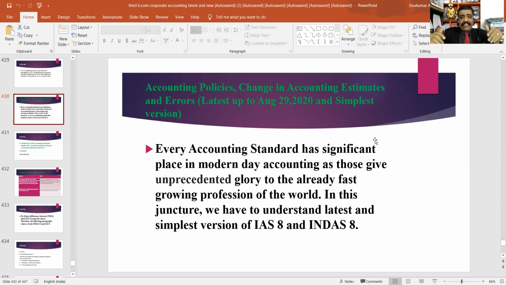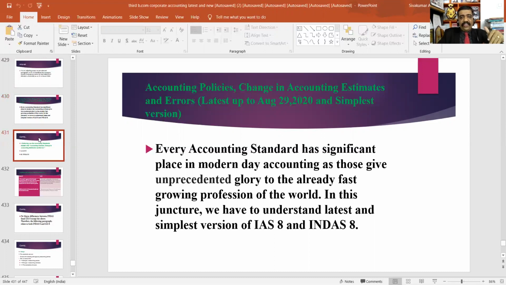Every accounting standard has a significant place in modern accounting, as those give unprecedented glory to the already fast-growing profession of the world, accountancy. At this juncture, we have to understand the latest and simplest version of IAS 8 and INDAS 8.